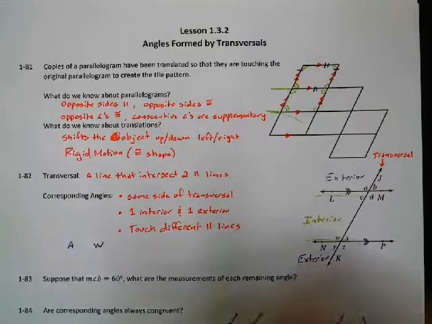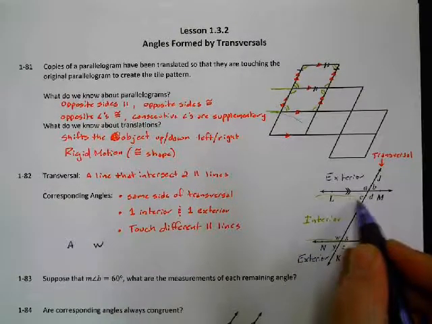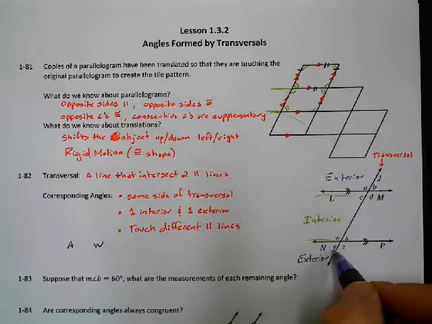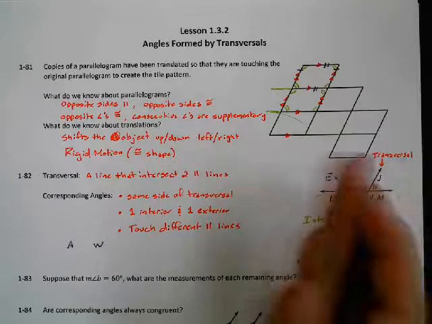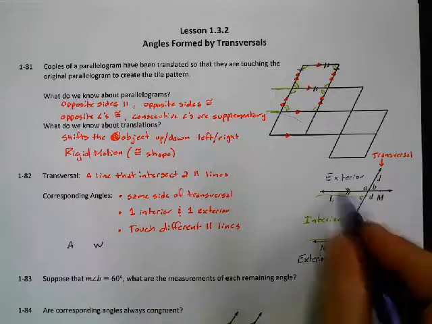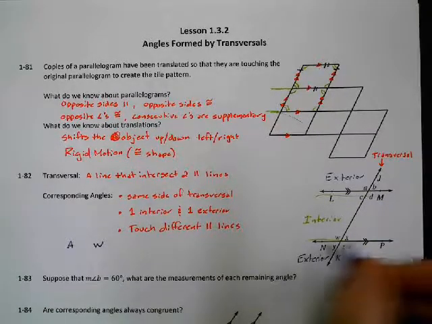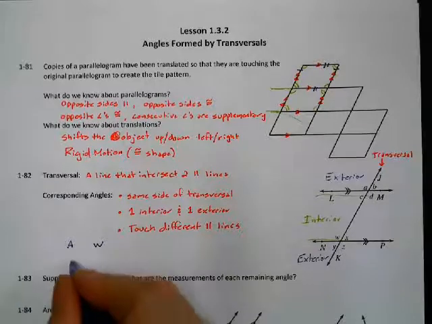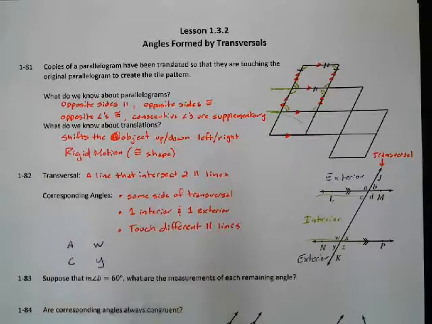Now over here, C is interior and Y is exterior. They're on the same side of transversal, on the left side of that transversal, and C touches the top parallel line and Y touches the bottom one. So C and Y are corresponding angles. So that's everything on the left side of the transversal.